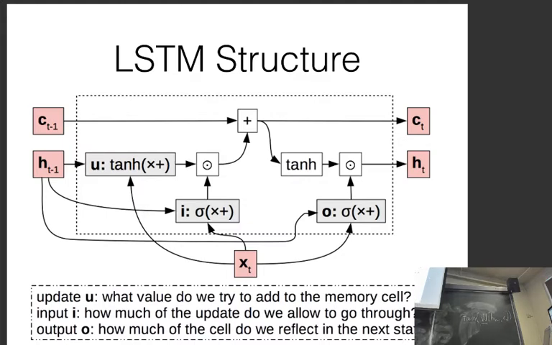U is what value you want to try to add to the memory cell. I is how much you actually allow that to happen, so this will block you from making a modification if you set it to zero. And O is how much of the cell state we reflect in the next time step of the short-term memory. It's also very common in LSTMs to add a forget gate, which allows you to forget some of the information in your cell state as well.